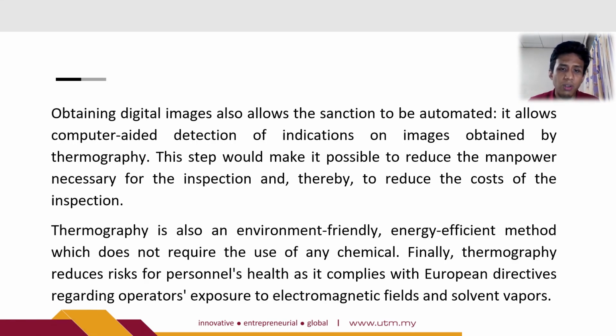Obtaining digital images also allows the inspection to be automated. It allows computer-aided detection of indications on images obtained by thermography. This step will make it possible to reduce the manpower necessary for the inspection and thereby reduce the cost of inspection. Thermography is also an environment-friendly, energy-efficient method which does not require the use of any chemical. Finally, thermography reduces risk for personal health as it complies with the European directive regarding operators' exposure to electromagnetic fields and solvent vapors.